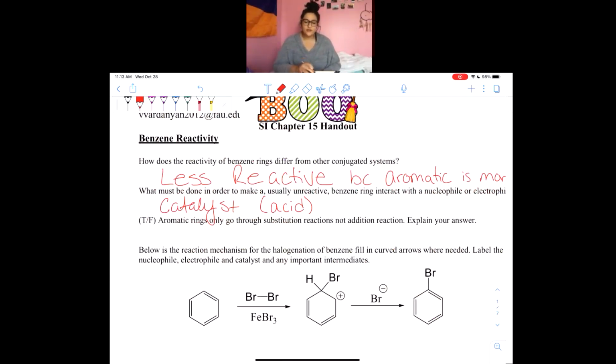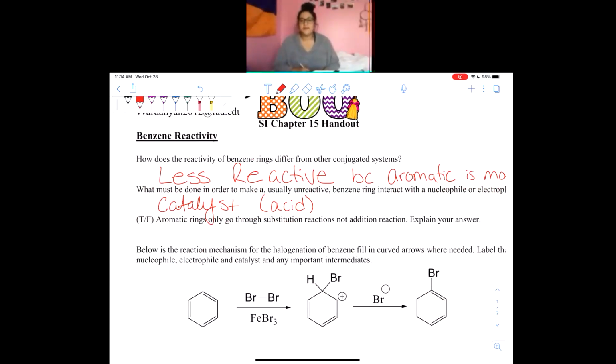So, true or false, I will have you guys answer this, and then I will explain it to you guys. Aromatic rings only go through substitution reactions, not addition reactions. We haven't gone over it yet. I just want to know what you guys think. Wow, everyone said true. Cool. So yes, that is true.